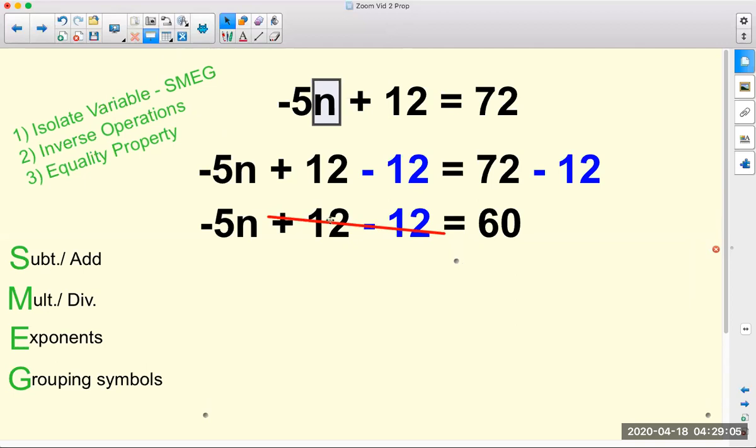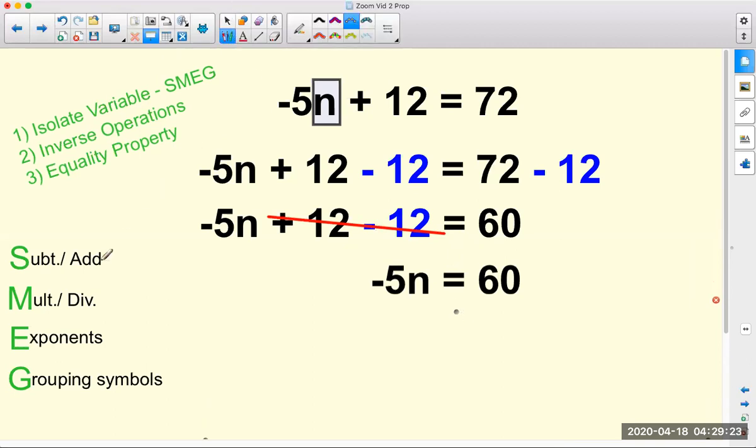All right, so I combine my inverses by crossing them out because adding your inverses gives you 0, and then 72 minus 12 equals 60. I'll clean it up one more time for you. So it looks like this. And we just took care of S, so I'll mark that off.